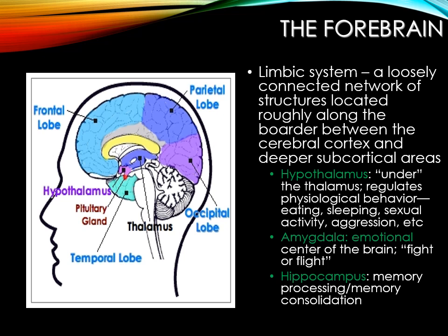Thirst, hunger, sex, and body temperature are all regulated by this structure. Amygdala. With amygdala, I always put anger, aggression, autonomic nervous system. This is your emotional center of the brain, literally all emotions, but usually we're talking more of the fight or flight type emotions.